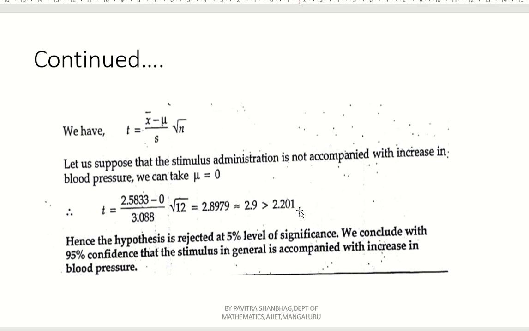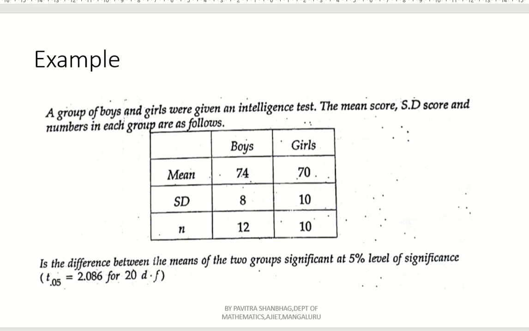The Student t distribution value is this much, as they have given. So hence the hypothesis is what? Rejected at 5% level of significance, right? So we can conclude with 95% confidence that the stimulus in general is accompanied with an increase in blood pressure, right? Now let us move to the next sum related to this.